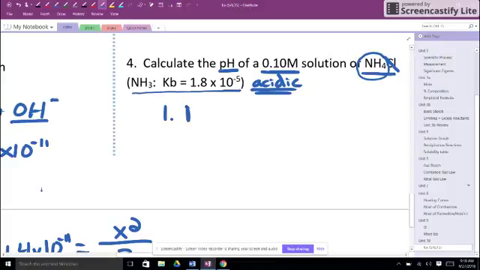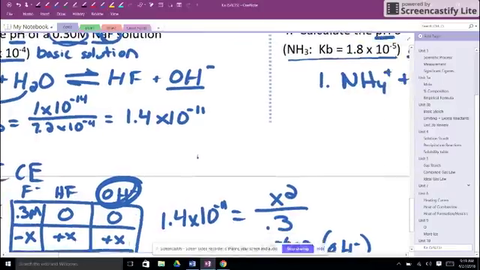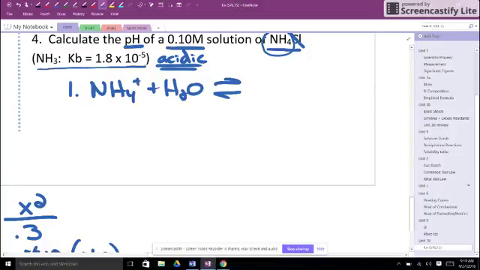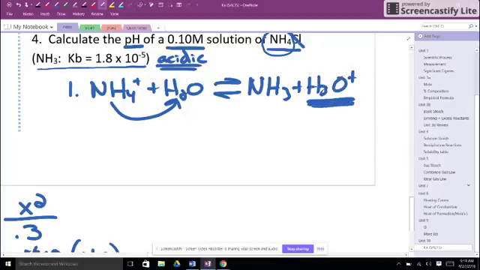So step 1, we have NH4 plus ions reacting with water. Now, we've never had NH5 really, so the NH4 is going to be donating the H plus, or proton, to the H2O. That means we're going to get NH3 here and H3O plus. Yep, this is an acidic problem because we're producing H3O plus in water.